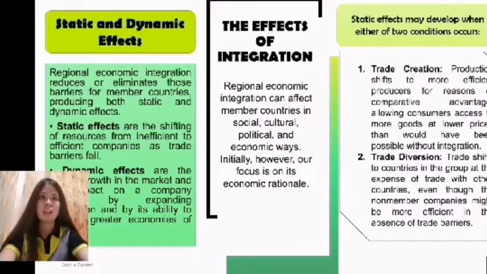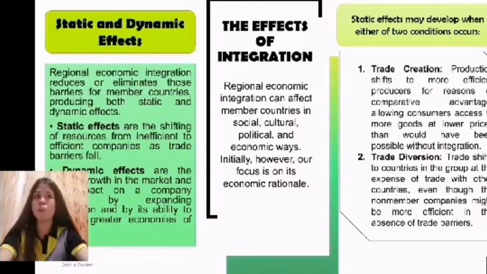The static effects may occur in either of two conditions: trade creation and trade diversion. In trade creation, production shifts to a more efficient producer for reasons of comparative advantage, allowing consumers access to more goods at lower prices than would have been possible without integration. In trade diversion, trade shifts to countries in the group at the expense of trade with other countries, even though the non-member companies might be more efficient in the absence of trade barriers.